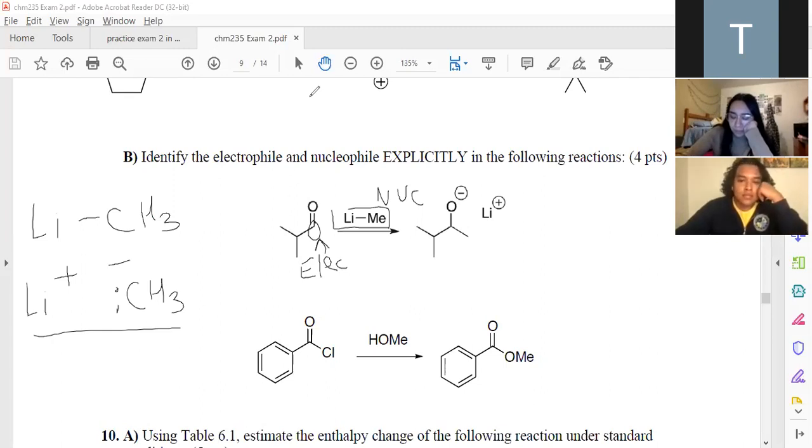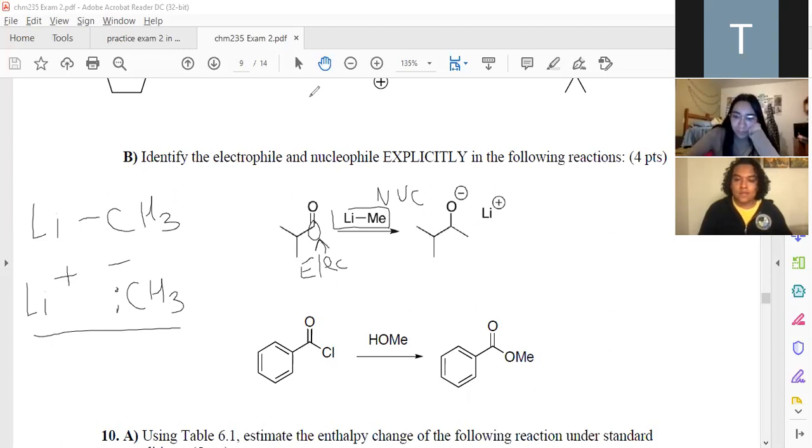Okay, so who wants to identify the electrophile? Who wants to identify the nucleophile? I think I'll do the nucleophile, if that's okay. Okay, so Matthew, what is my nucleophile?